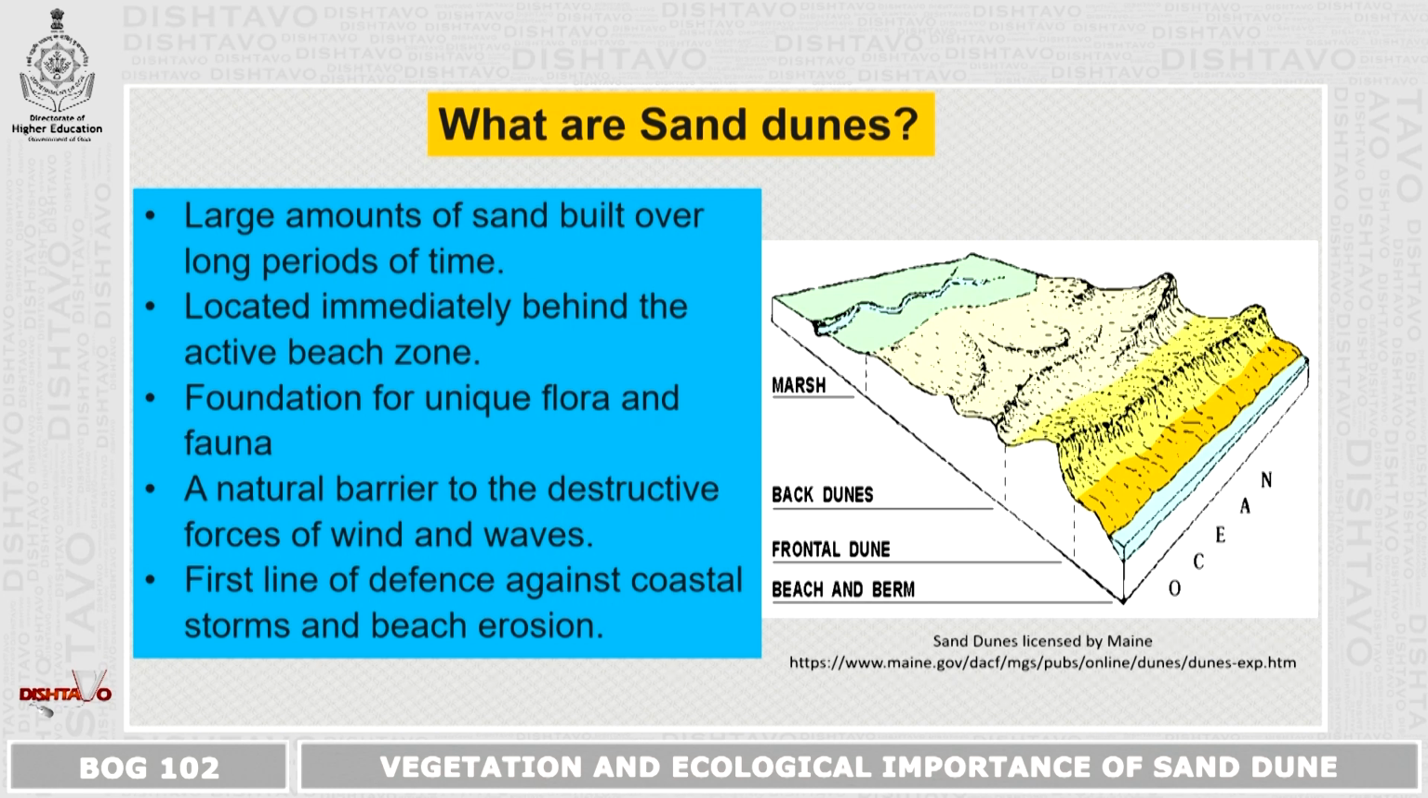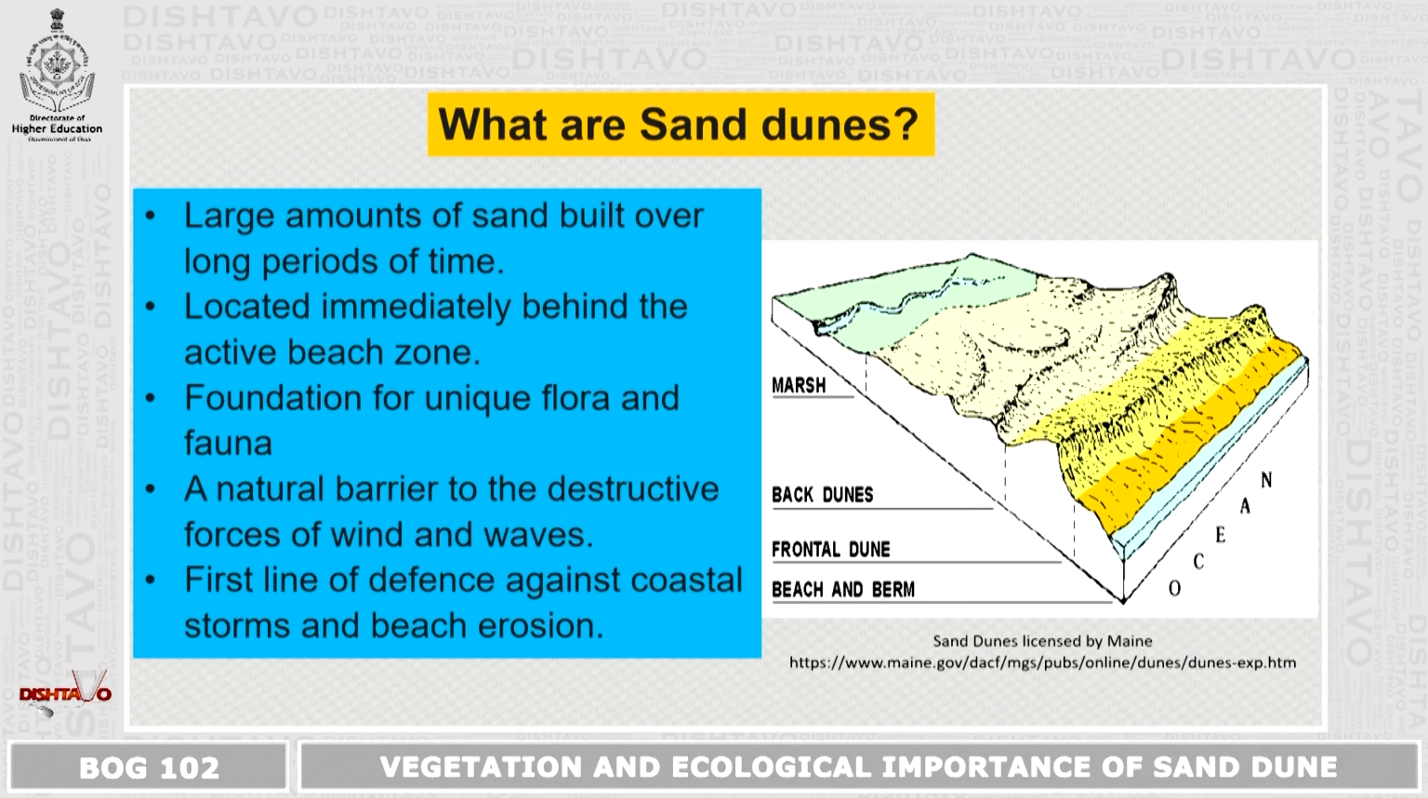And sand dune provides the foundation for unique flora and fauna. It also acts as a natural barrier to the destructive forces of winds and waves. If we go and see at the sea, it is the first line of defense against the coastal storms and beach erosion that takes place.